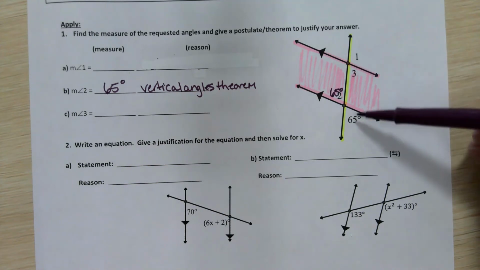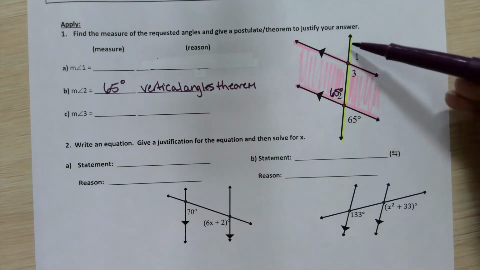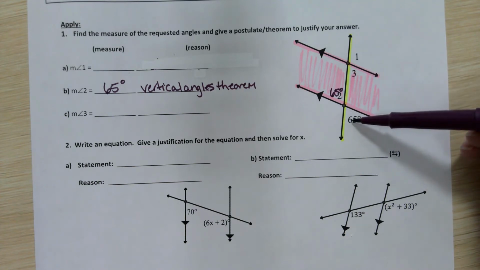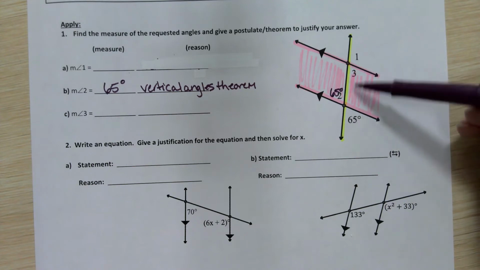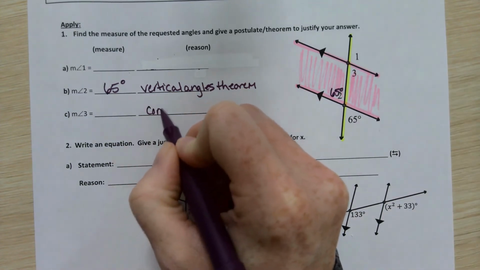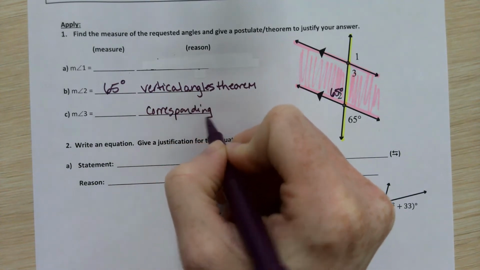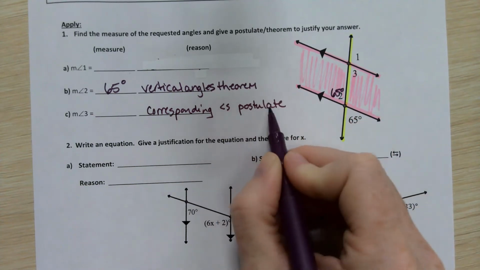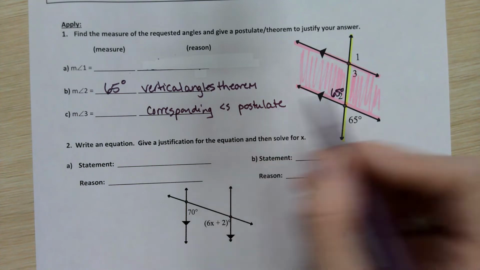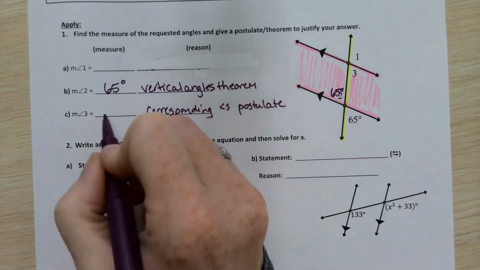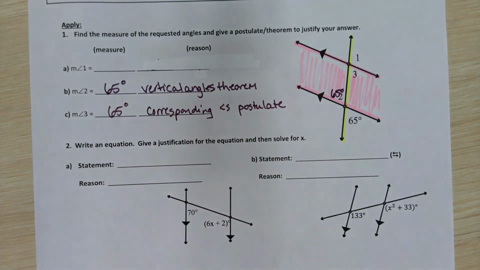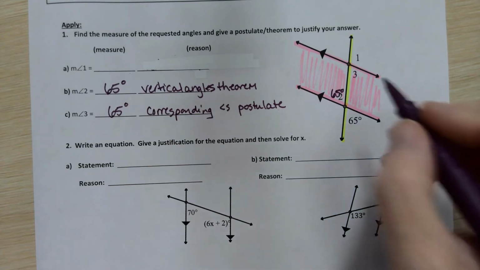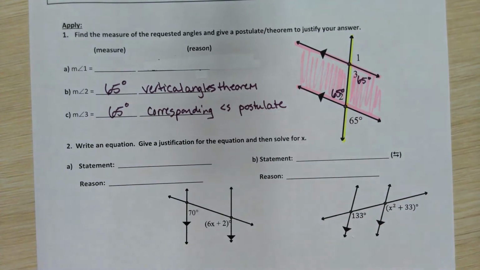Or if I look at angle 3 and the original 65-degree angle, they're on the same side of the transversal. Angle 3 is interior and 65 is exterior. So those are our corresponding angles. So you could use the corresponding angles postulate as well. I'm going to choose to use the corresponding angles postulate just to highlight that that reason has the word postulate at the end instead of theorem. So I'm looking at angle 3 and the original 65. Corresponding angles postulate tells me that those angles are congruent when our lines are parallel, which they are. So I'm going to go ahead and fill that in, 65 degrees right there.